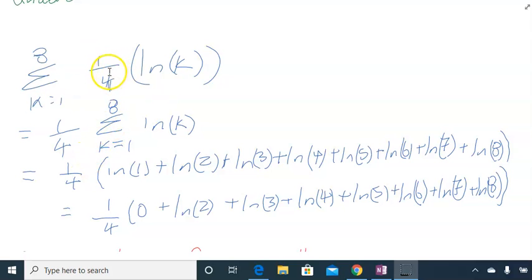By the scalar multiple idea, we can pull the 1/4 out, and so that becomes 1/4 summation k equals 1 to 8 of ln of k, and then we write 1/4 times (ln of 1 plus ln of 2 plus ln of 3 plus ln of 4 plus ln of 5 plus ln of 6 plus ln of 7 plus ln of 8). ln of 1 we all know is equal to 0, so we can replace that very common idea here. So that's 1/4 times (0 plus ln of 2 plus ln of 3 plus ln of 4 plus ln of 5 plus ln of 6 plus ln of 7 plus ln of 8), and we are done.